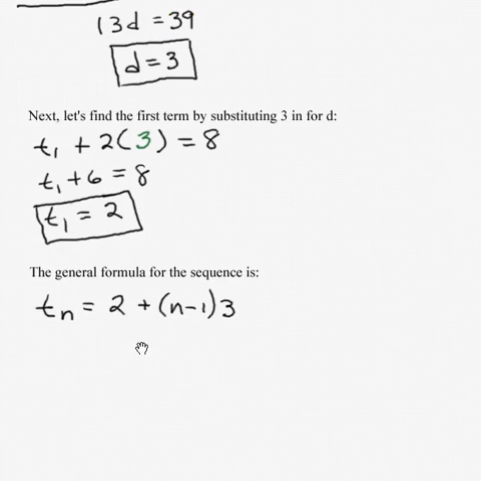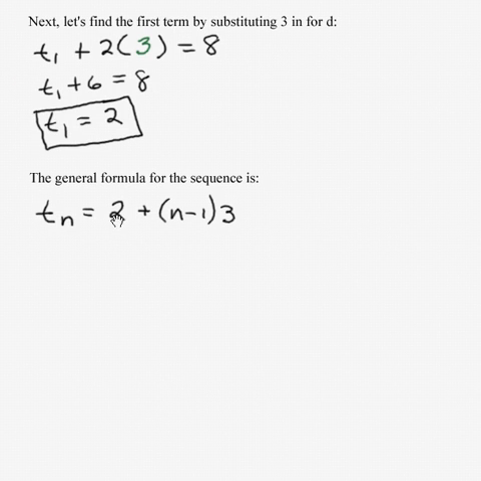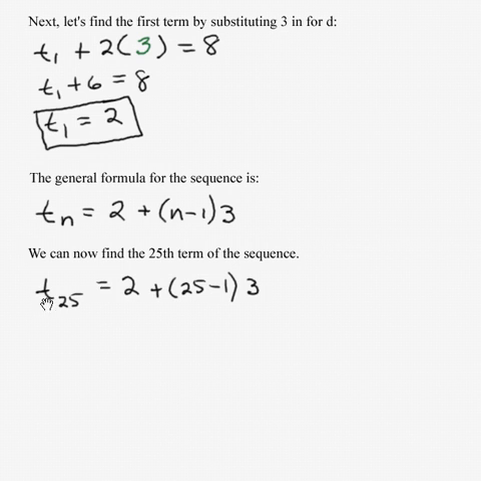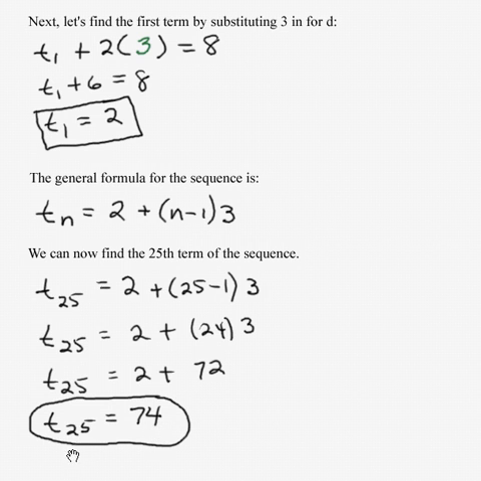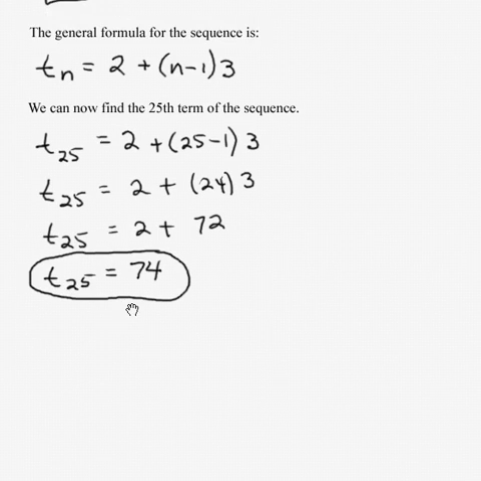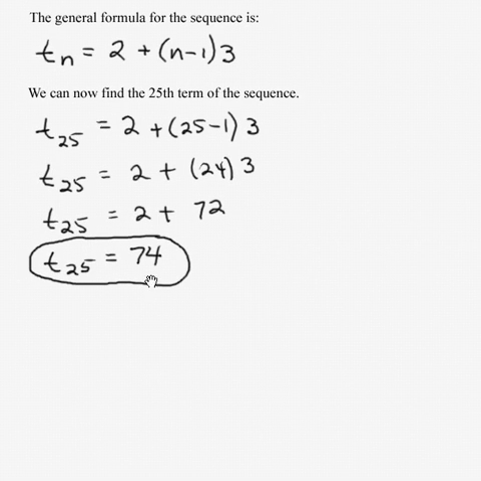formula. The nth term is 2, the first term, plus the number of terms minus 1 times the common difference, which is 3. And what they were asking us to find was the 25th term. So t sub 25 equals 2, the first term, plus 25 terms minus 1 times the common difference, 3. 25 minus 1 is 24. 24 times 3 is 72. 72 plus 2 is 74. So the 25th term of that arithmetic sequence is 74.